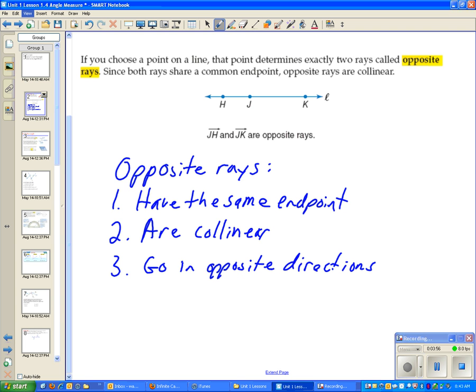Okay? Just because two rays are going in opposite directions does not mean they're opposite rays. They must also have the same endpoint. Just because two rays have the same endpoint does not mean they're opposite rays. They have to be going in opposite directions. Just because two rays are collinear does not mean that they're opposite rays. They also have to have the same endpoint and be going in opposite directions.